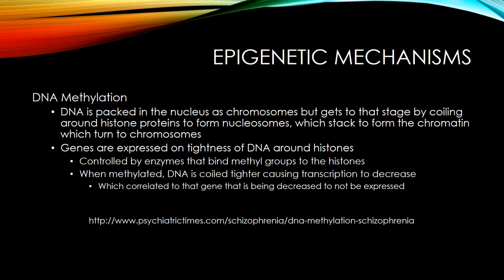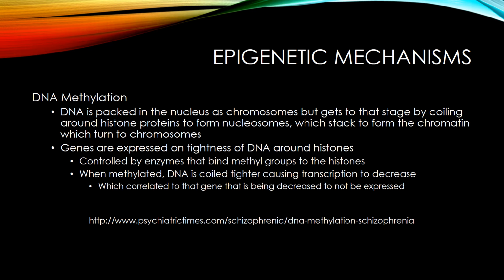But we're going to start by just describing what DNA is and how it forms. DNA is packed into the nucleus of the cells in the form of chromosomes. But before DNA is coiled into the chromosomes, it wraps itself around histone proteins to form loops, which are called nucleosomes. And these nucleosomes are the ones that stack up to form the chromatin, which then later on coils into the chromosomes.